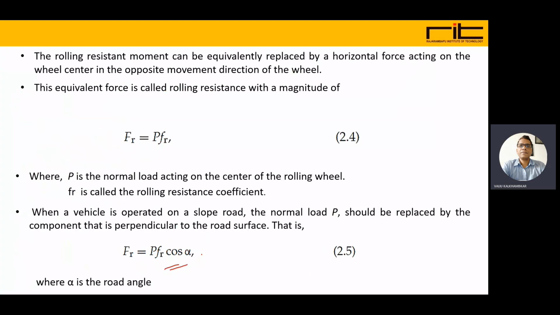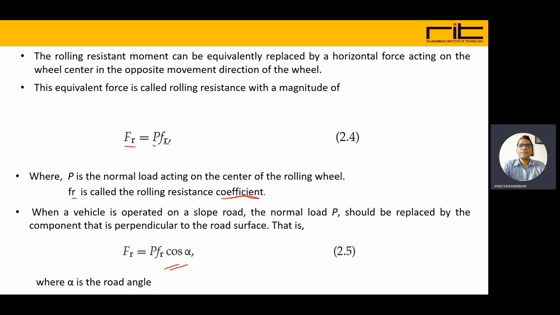The rolling resistance moment can be equally replaced by a horizontal force acting on the wheel center in the direction opposite to the motion of the wheel. So this equivalent force is called rolling resistance, and we can write this Fr, the rolling resistance, is nothing but P into fr. So P is the normal load acting on the center of the rolling wheel, and fr is the rolling resistance coefficient. So we have seen that the rolling resistance coefficient will depend on the deformation of the tire and the dynamic radius of the wheel.